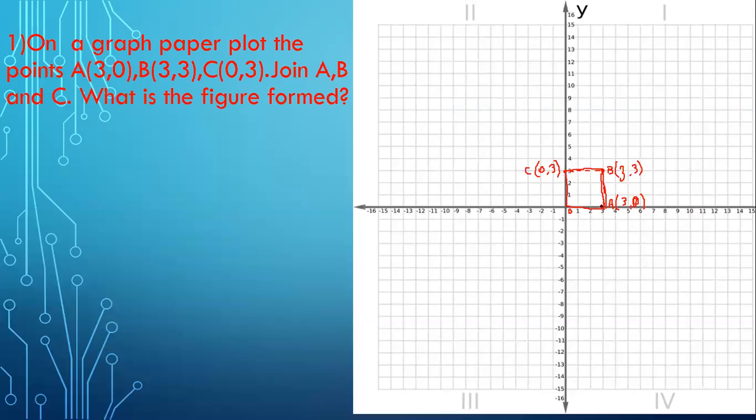After joining, what can we see? Which figure is this? See, this figure has 4 sides, right? And all the 4 sides are equal. So this is a square. A square has 4 equal sides. So this is a square. So the answer for this is square.